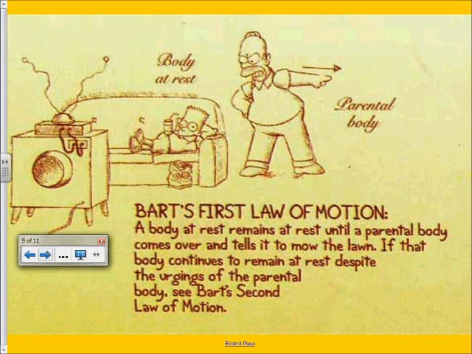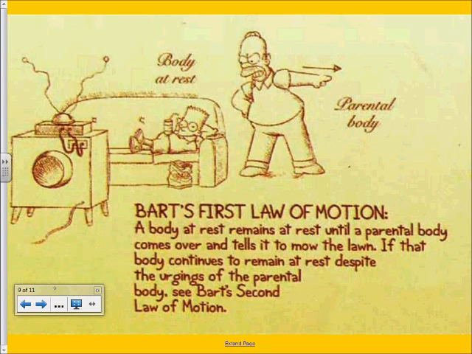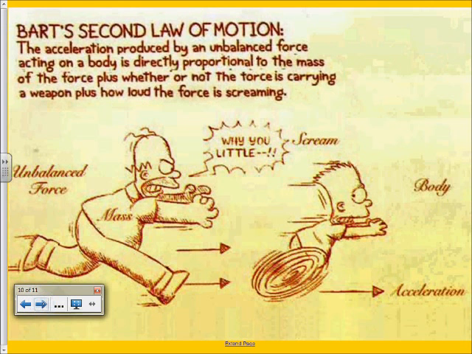Final slides here. Different version of the laws of motion. Bart's first law, a body at rest remains at rest until a parental body comes over and tells it to mow the lawn. If that body continues to remain at rest despite the urgings of the parental body, then you need to see Bart's second law of motion, which states what's going to happen. In the second law, the acceleration produced by an unbalanced force acting on a body is directly proportional to the mass of the body, mass of the force, sounds a bit rubbishy, plus whether or not the force is carrying a weapon, plus how loud the force is screaming.